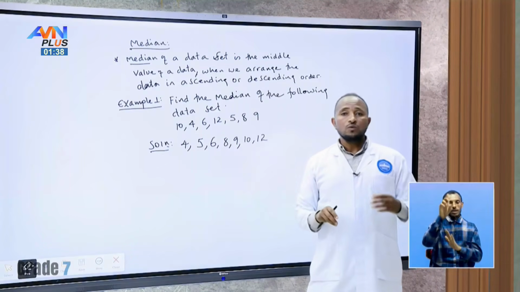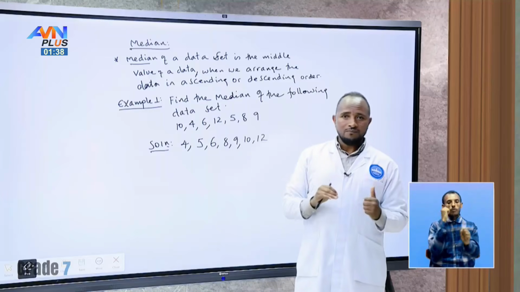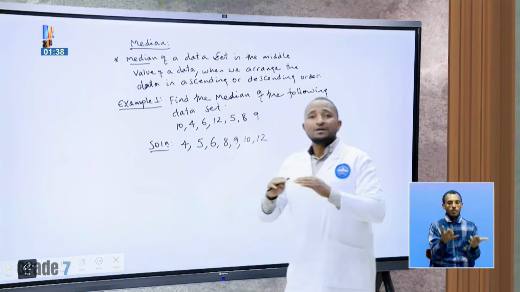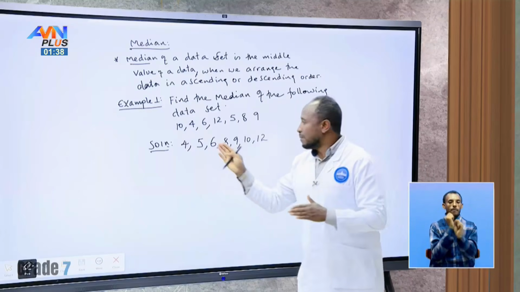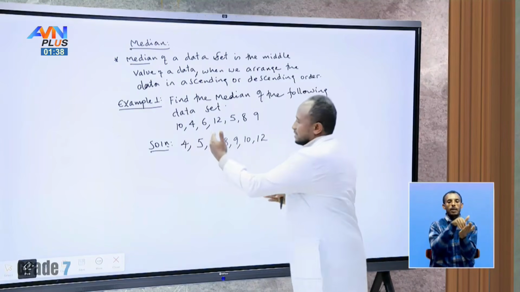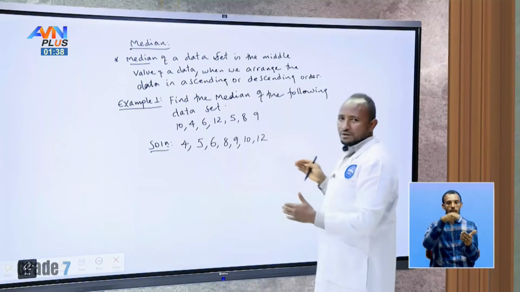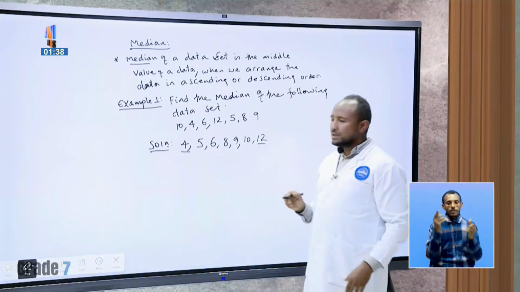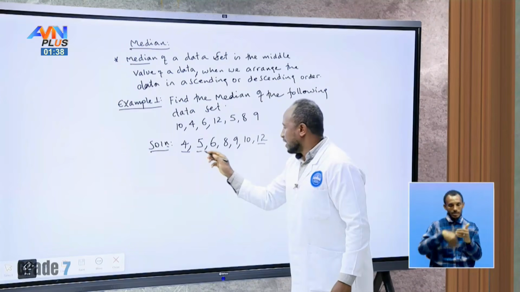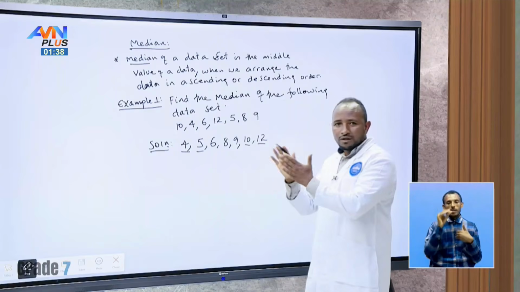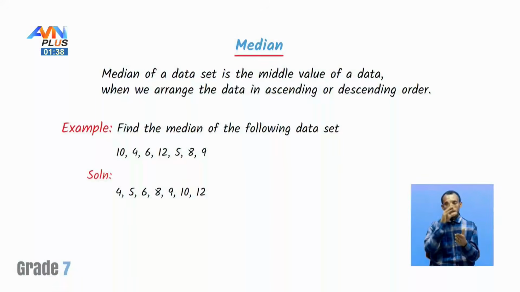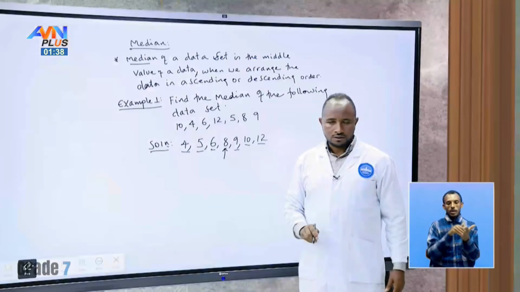So we'll try to find the middle data here. Now we can find the middle data by simply cancelling the left part and the right part. First, let's cancel this number and just leave this one. And then 5 and 10 cancel out. Cancel 6 and 8. So the middle data will be 8.